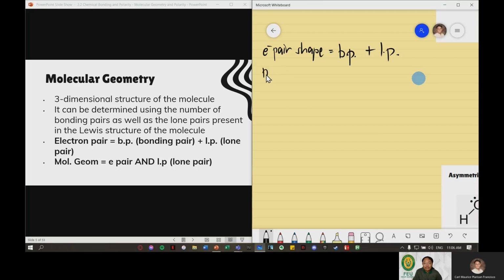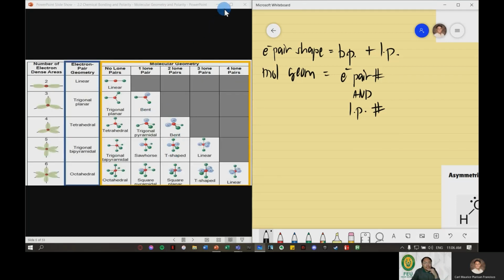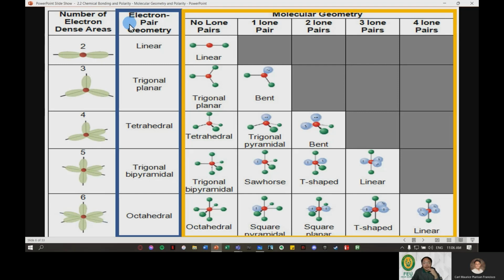Another type of shape that we need to discuss is molecular geometry shape. Your molecular geometry shape, we can identify via the E-pair number and lone pair number. Now, how can we apply the following relationship? Using this particular table, it shows you the electron pair shapes and the molecular geometry shapes. I'll be teaching how to use this particular table.